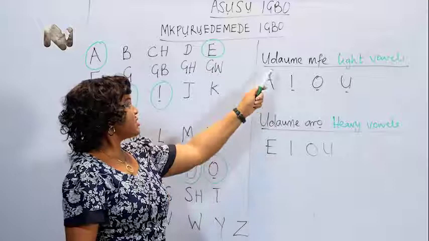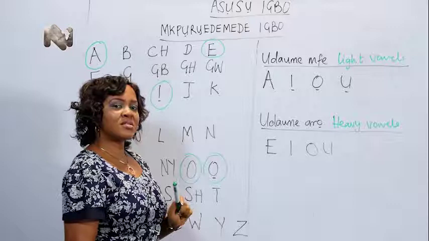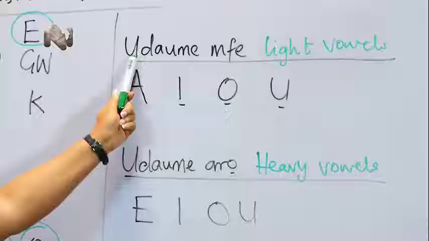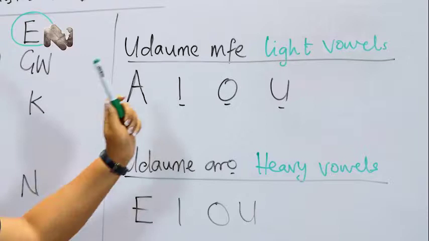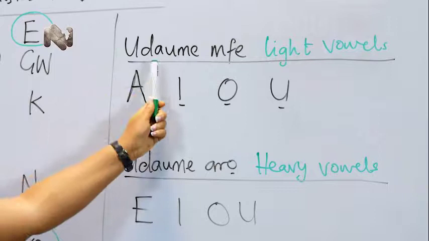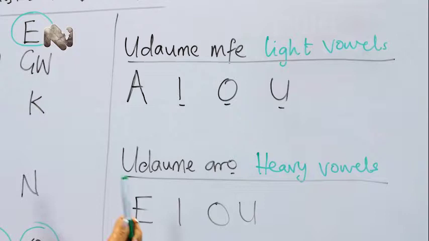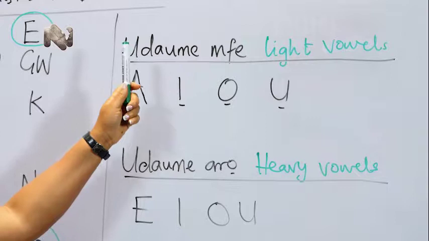Let's also look at odaume. Can you pick the vowels there? Where can you categorize the vowels? Let's look at them together. We have oda, then ume. These two words joined together. So the first three letters are from light vowels, oda. Then ume, the last three letters combined from heavy vowels. Odaume is actually two words joined together.